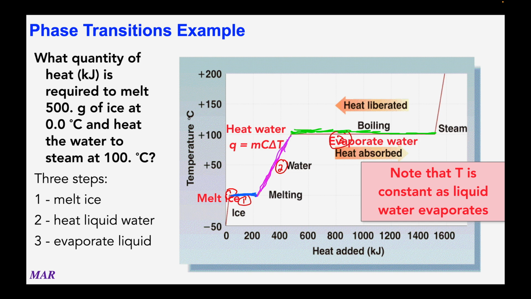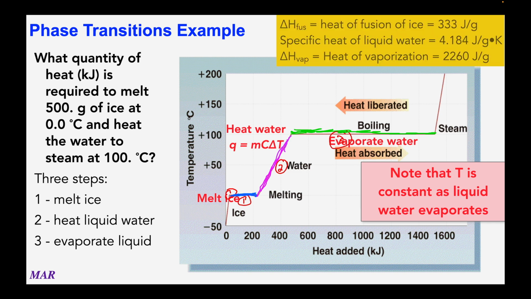Now, the length of those lines will be proportional to the energy, and you can see that the green line is a lot longer than the purple or the blue lines, so that's probably going to be the biggest of our calculation numbers here, as we'll see. But at the very end of this problem, we'll add the amounts from the blue, the purple, and the green together to get the overall energy. No problem.